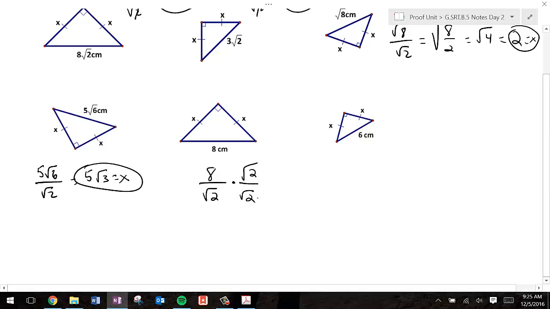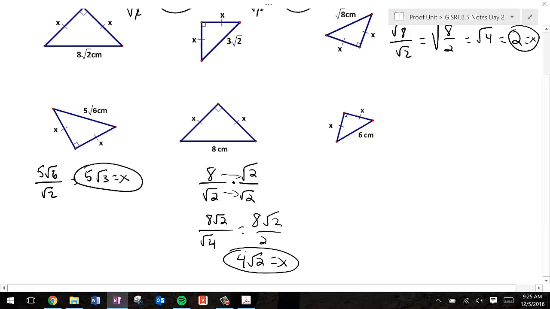But what it does is it allows me to multiply across, and I end up with 8 square root 2 on the top, and I end up with the square root of 4 on the bottom, which simplifies to just 2. So I've got 8 square root 2 over 2. 8 divided by 2 is 4, so I end up with 4 square root 2 for x. So it's a way to eliminate that radical on the bottom. If we multiply any fraction with a radical denominator by the value underneath the radical, it will clear out that radical and allow us to actually move forward.